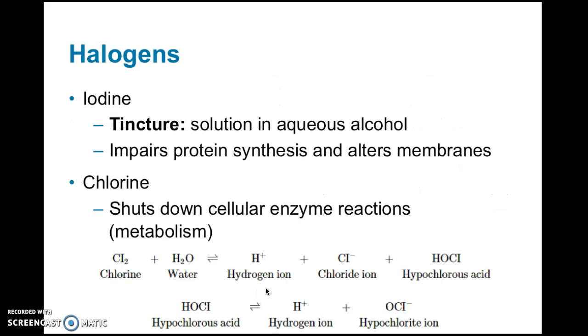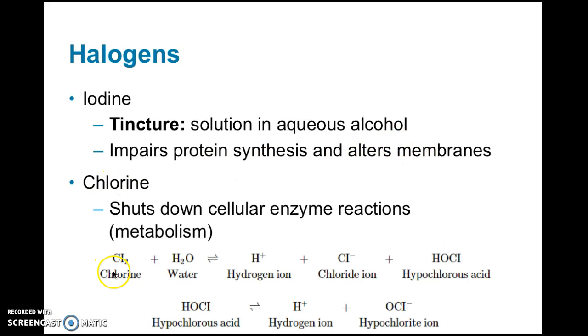Another group is called the halogens. These would be things like iodine. Iodine tincture means it's a solution in alcohol. You can also have iodine that's in water. And iodine works by impairing, slowing down, and blocking protein synthesis. It also messes with cell membranes.